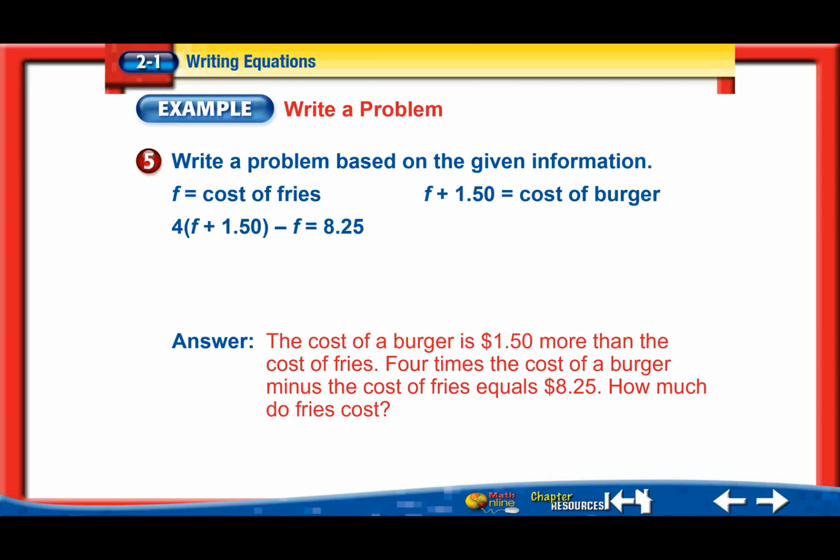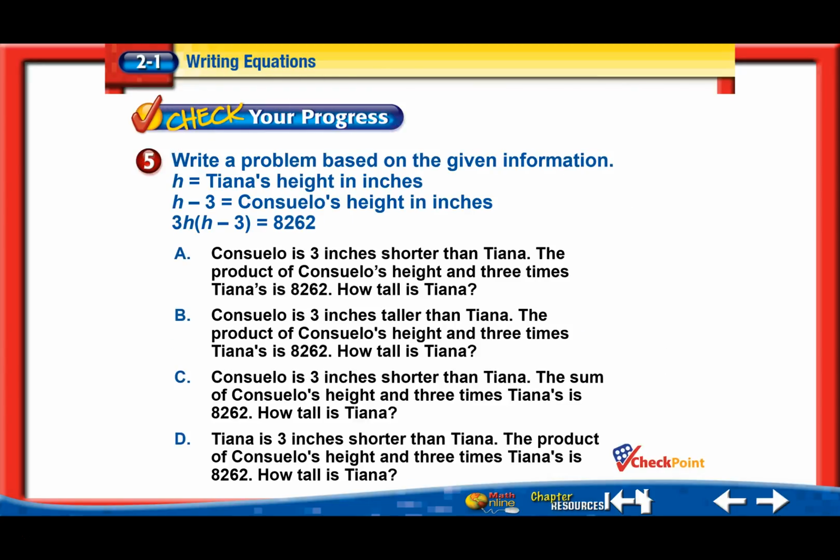A little complicated. So really, I'm just looking at this and I'm trying to find the cost of the burger. 4 times the cost of fries plus $1.50 minus the fries equals 8.25. How much are the fries? And I'll even be nice and let you skip this.